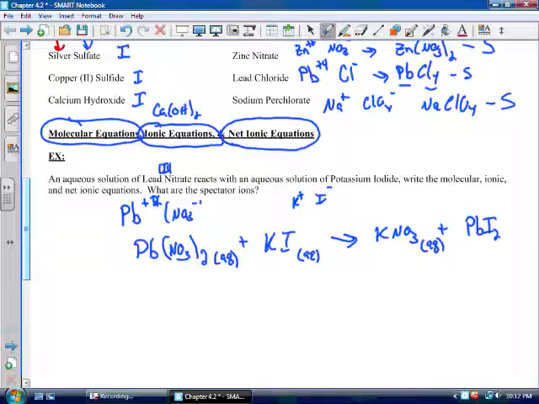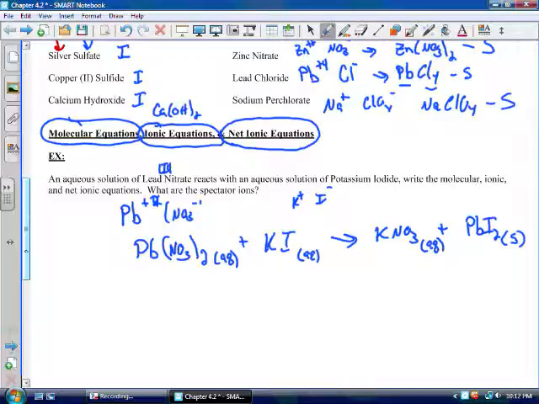Pb is not in my list of cations. Iodide is one of my halides, so I know most halides are soluble, but lead 2 is an exception, so we know that is insoluble. When it's insoluble, we put an S, and the S stands for solid. So again, don't think of the S as soluble, it's solid.